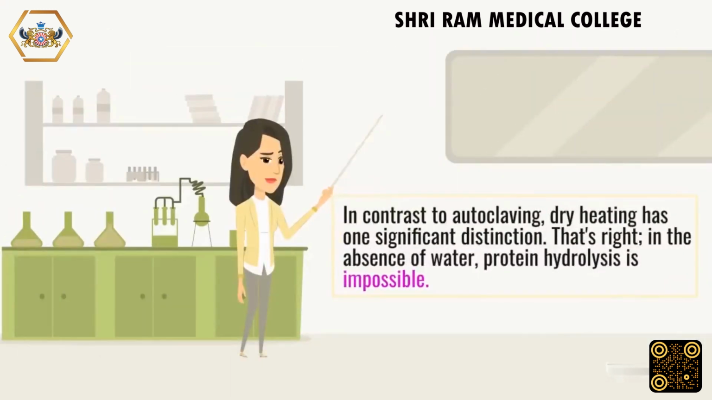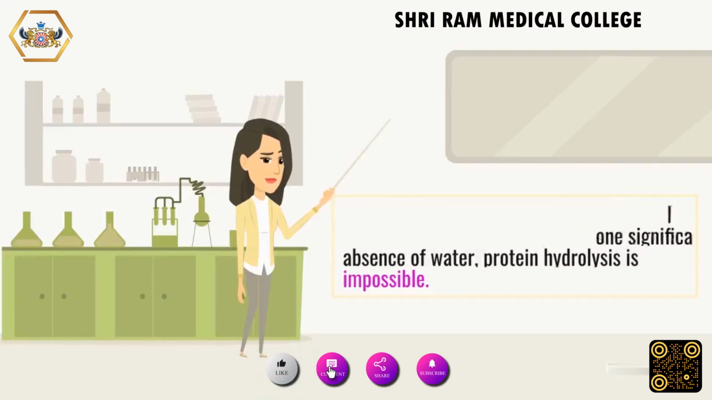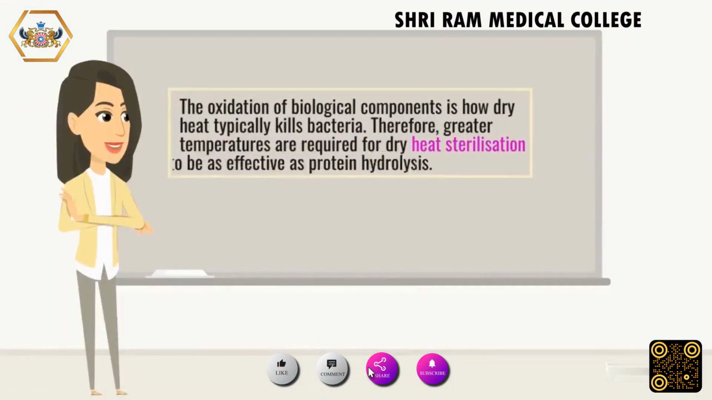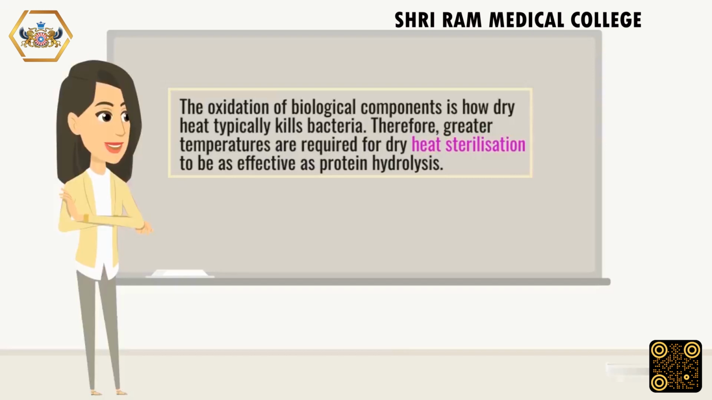In contrast to autoclaving, dry heating has one significant distinction. That's right, in the absence of water, protein hydrolysis is impossible. The oxidation of biological components is how dry heat typically kills bacteria. Therefore, greater temperatures are required for dry heat sterilization to be as effective as protein hydrolysis.